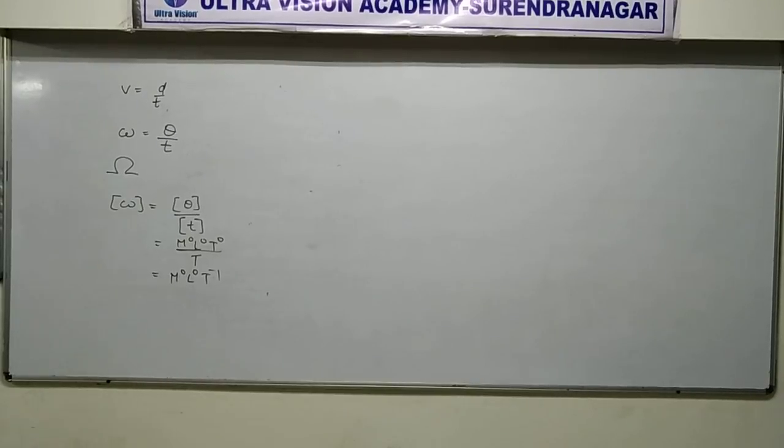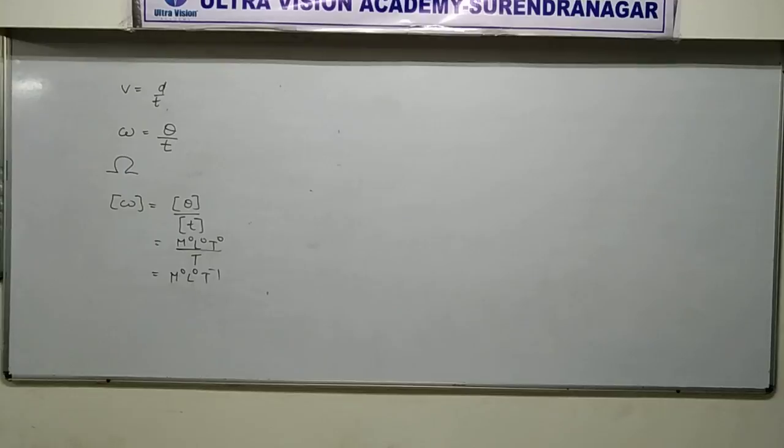Number 14. No, sorry, 13. If the dimensions of a physical quantity are given by M raised to a, L raised to b, T raised to c, then the physical quantity will be force if a is 1, b is 1, c is minus 2, like that. So you have to check which option is correct. Make sense? Or not clear? Why don't you try it yourselves?